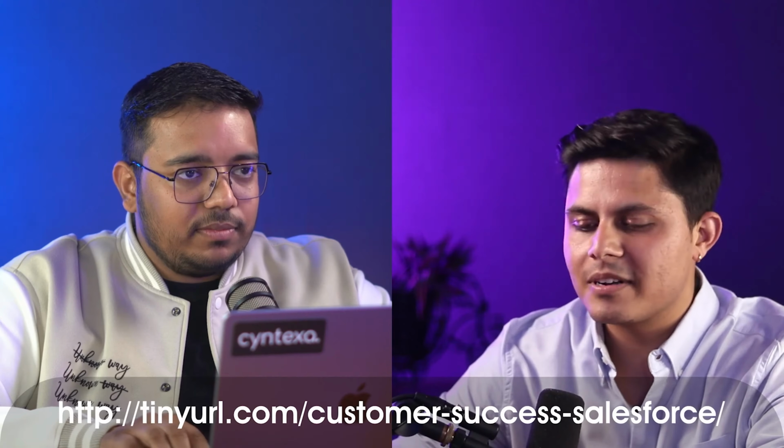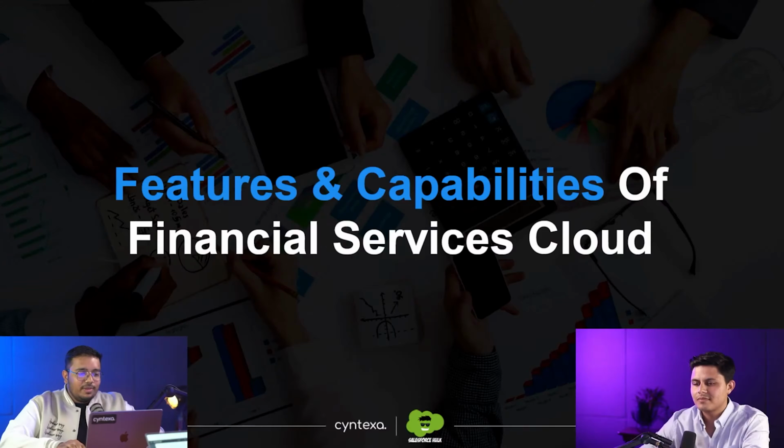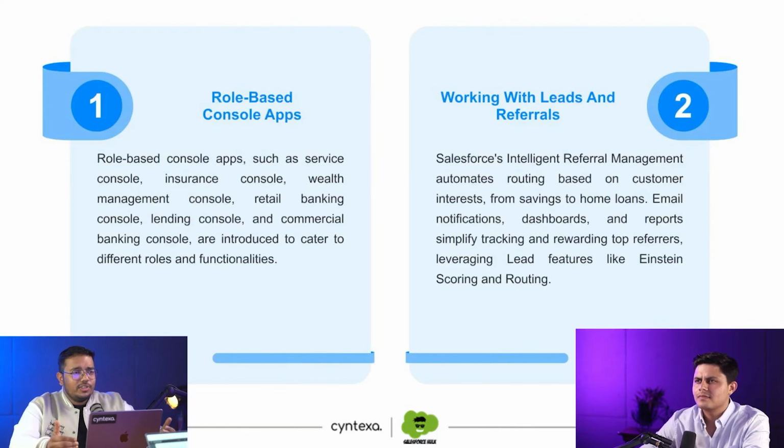Then the features and capabilities of the Financial Services Cloud. The first one is role-based console apps. Financial Services Cloud offers different types of apps: retail banking app, insurance console, wealth management console. What you're trying to do is provide a much more personalized view for the users for those particular sections of business. Retail banking will have its own view, and wealth management will have its own view. And they can take care of the business from that particular window itself.